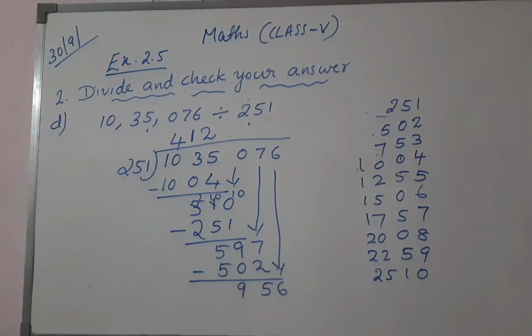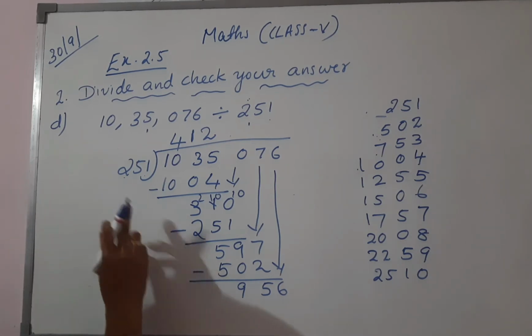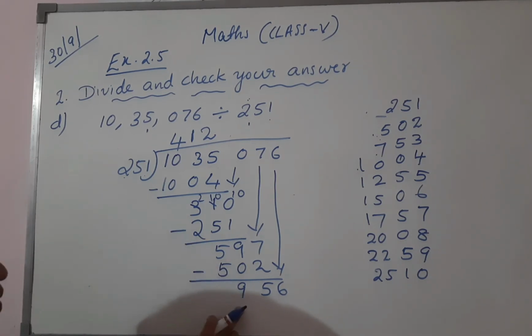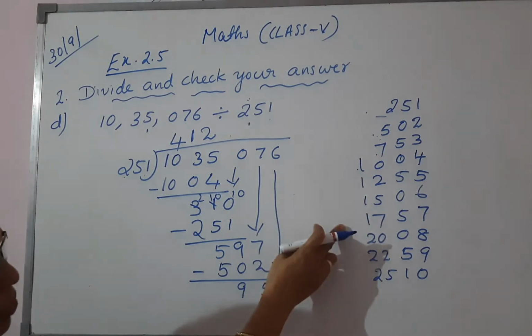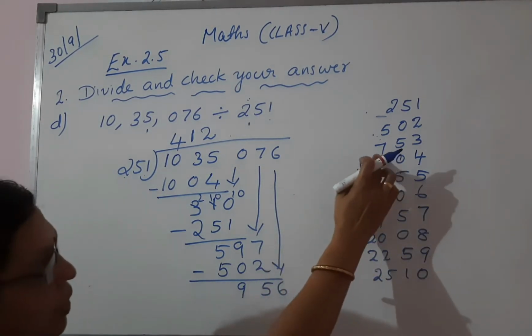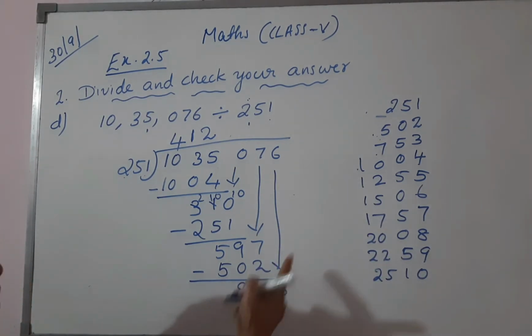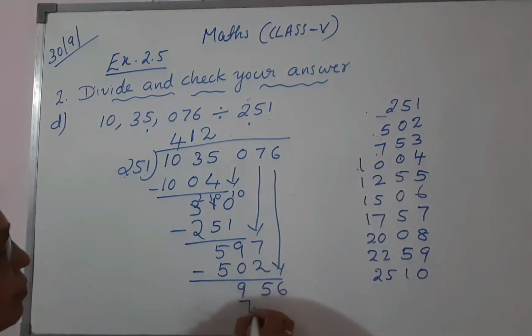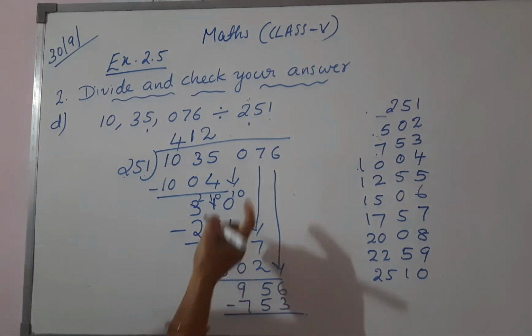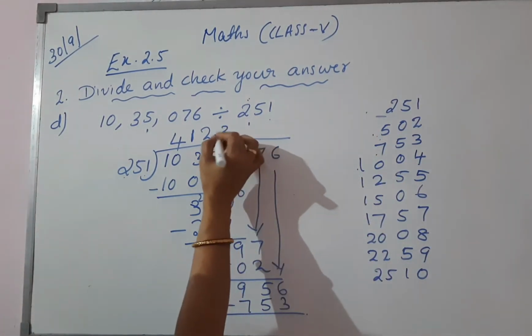956. So 956, 251. How many times in 956? You have to go through the table for 956. So we can take 753. The next number is greater than 956, so we cannot write it. So less than that is 753. How many times 753? 3 times. So we have to write it. Now we should do subtraction.